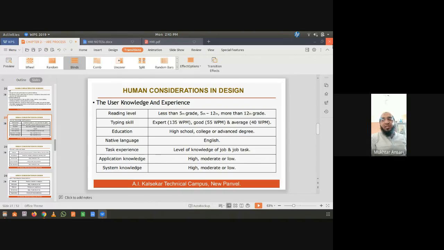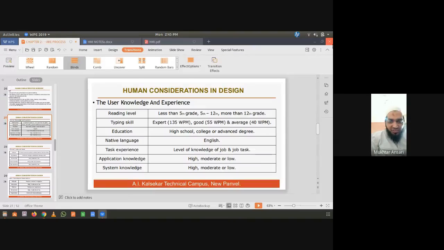कभी कभार 5 marks के लिए 10 marks के लिए एग्जाम में क्वेश्चन आते हैं. Human consideration in design. So these are the different consideration, different aspect which we can consider while designing any product, any model, any software. Okay, so these are the general consideration.